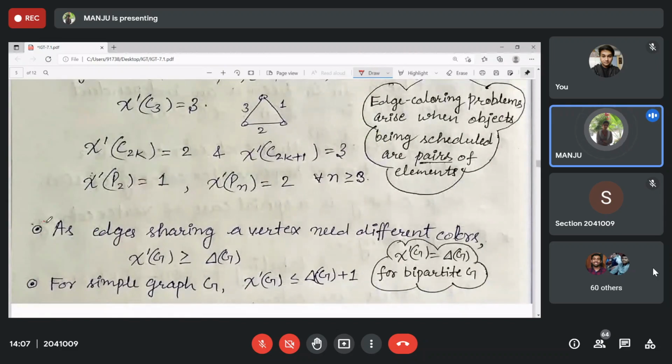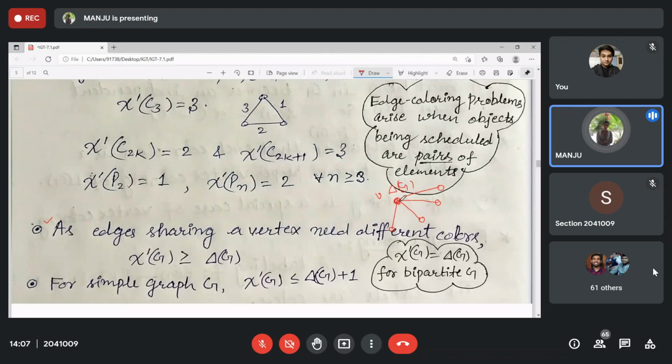Then we discussed some bounds. So this is the lower bound. Why is it so? The maximum degree is the lower bound of the chromatic index. At minimum that many colors are required, because suppose v is the vertex with maximum degree, delta G. Degree of v is delta G, so delta G number of edges are incident with this vertex. That's why its degree is delta G, right?